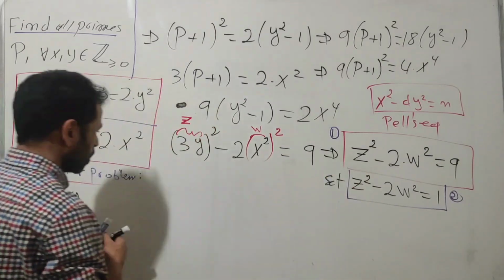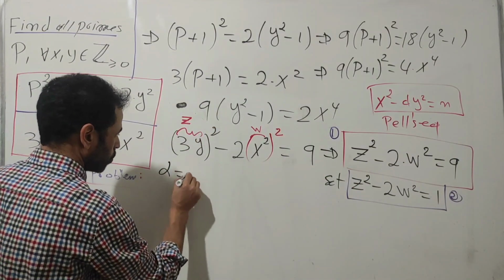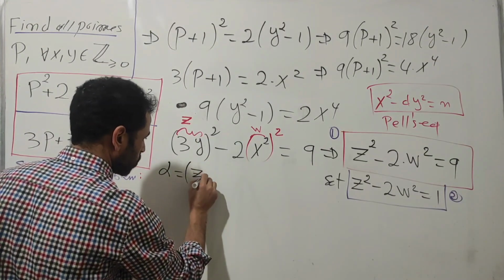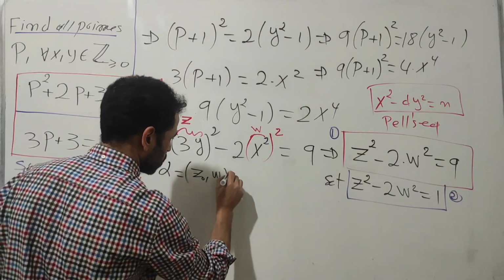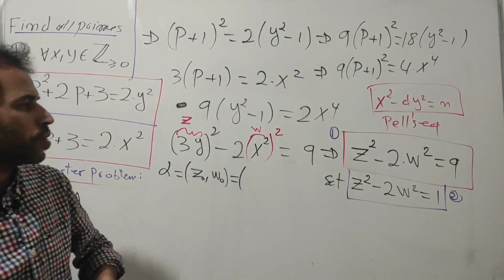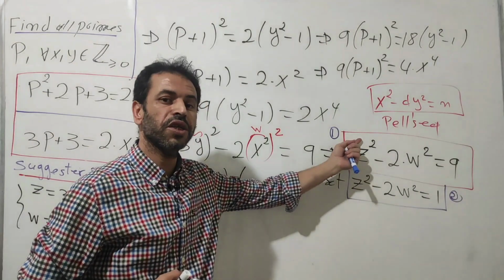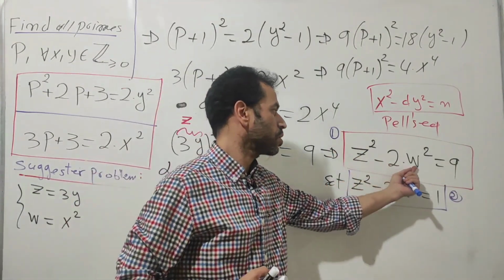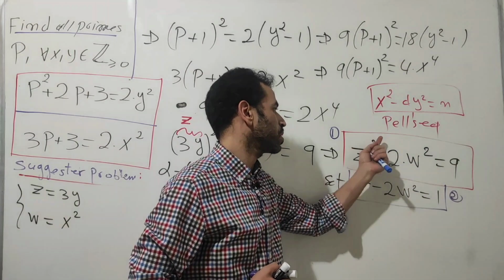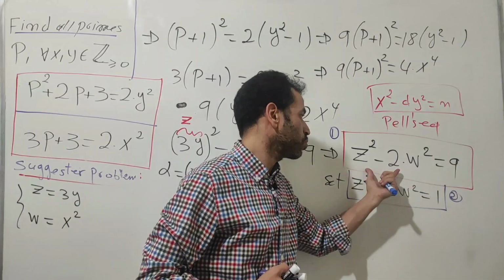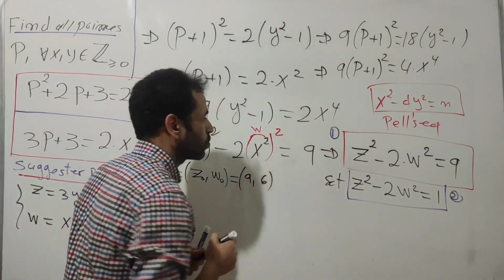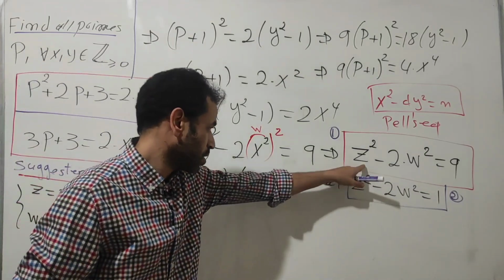For this one, let's call alpha the solution, which is going to be represented by z0 and w0, like this. It's simpler here. If I replace z with 9, I get 81. If I replace w with 6, I get 36. 36 multiplied by 2 is 72. 81 minus 72 is going to give us 9, which means 9 and 6 verify this equation as a first obvious solution.